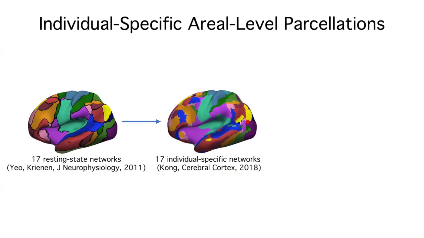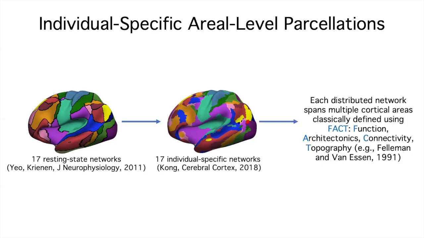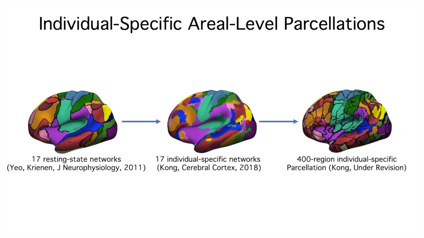I've just shown you an approach for estimating individual specific networks. But we know from systems neuroscience that the cerebral cortex comprises roughly 300 to 400 cortical areas, with distinct function, architectonics, connectivity, and topography. So each large-scale network contains multiple cortical areas. So Ruby extended her previous model to estimate individual specific area level parcellations.